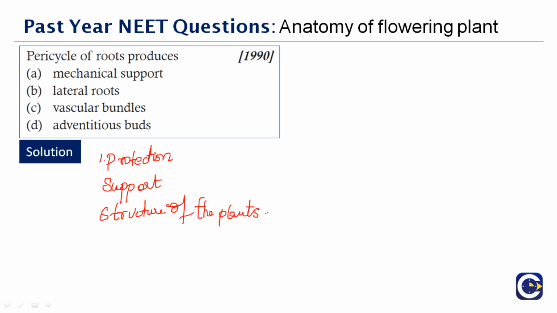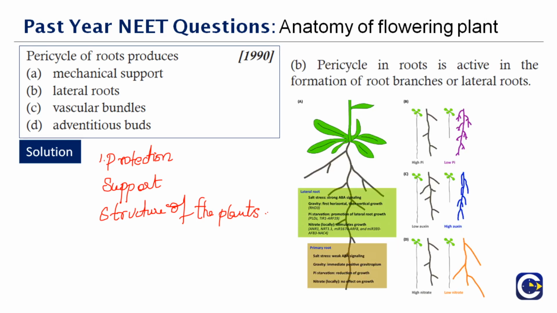Okay, now coming to the answer. So I said these are the 3 functions of it, but what does it produce? It is not the question of function. What does it produce? Pericycle in the roots is active in the formation of root branches, which are also called lateral roots. So functions of pericycle are all these 3. When we talk about what does it produce, it produces lateral roots. The correct answer is option B.